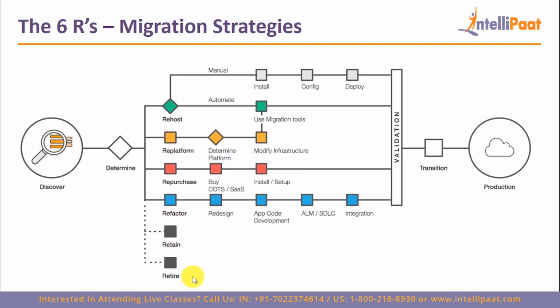So first, rehost. Rehosting is the simplest method or the fastest method used for migration. Rehosting is nothing but just hosting your on-premise setup onto the cloud using automation tools provided by AWS. You can see here, you can either automate it and use migration tools to push it for validation and push it for production, or you can do rehosting manually also. But you'll have to install, configure, and deploy your applications by yourself.